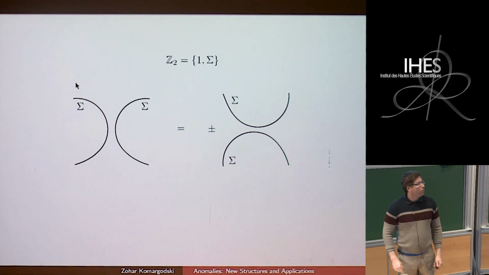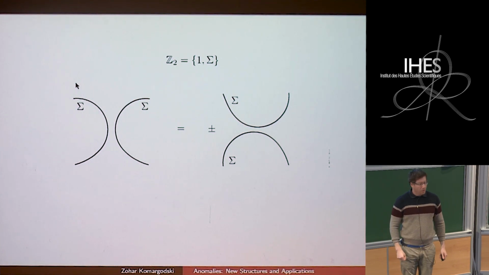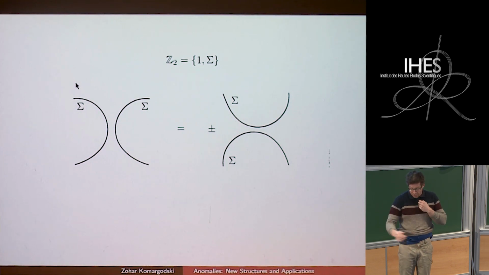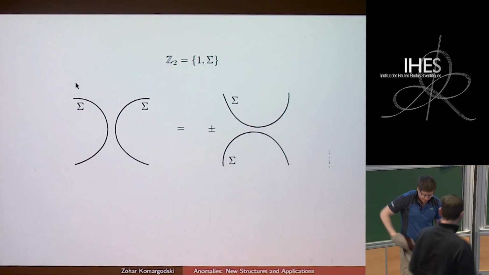Can I have a question? Can you imagine a more complicated relation where there is just some linear combination? I don't know. Is this really the most general thing that you can imagine? No, this is not. This is a sufficient and necessary condition for there to be a Z2 anomaly. This is in 2 dimensions. These are lines.